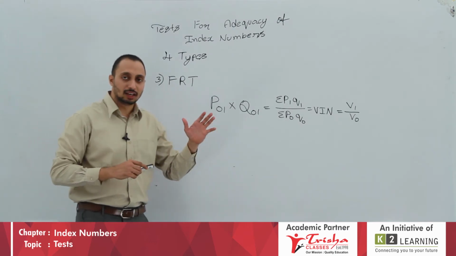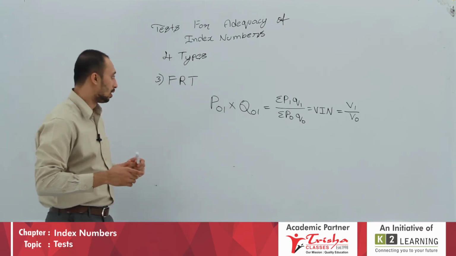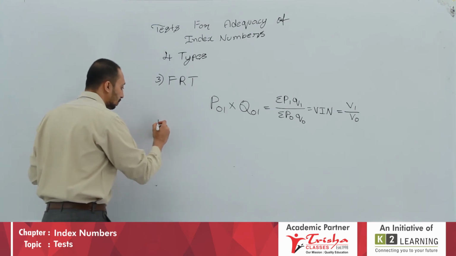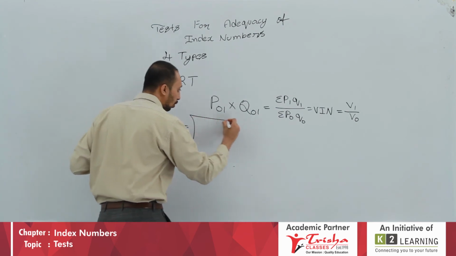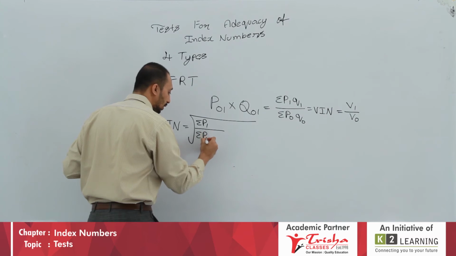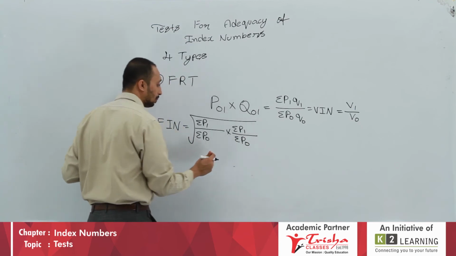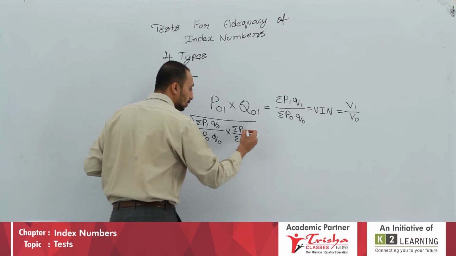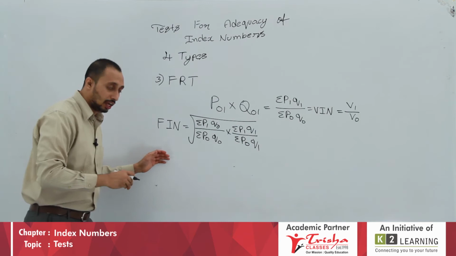So we can take one formula as an example and check how the factor reversal test works. We can put one formula to test. Let's take the example of Fisher's index number. Fisher's index number, or in short FIN, the formula is the square root of summation P1 Q naught divided by summation P naught Q naught into summation P1 Q1 divided by summation P naught Q1. In the last case, what is the weight? Q naught and Q naught. And the past year's, what is the weight? Q1 and Q1. So let's multiply FIN into FIN itself.